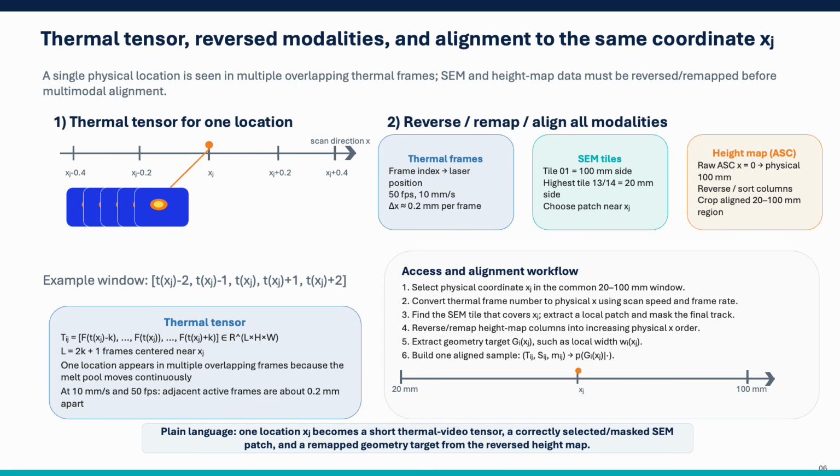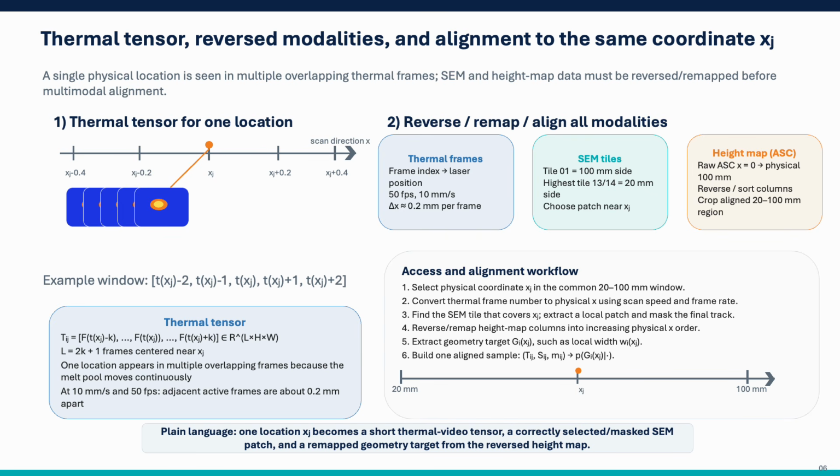The height map data also requires correction. In the raw ASCII file, local x equal to 0 corresponds to the physical 100 mm side. The columns must therefore be reversed or sorted into increasing physical coordinate order before the common 20 to 100 mm region is extracted. Once these corrections are applied, all modalities refer to the same physical coordinate.